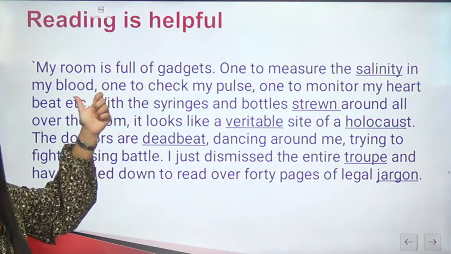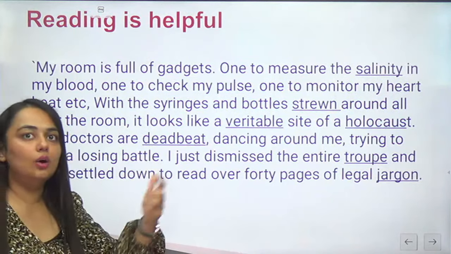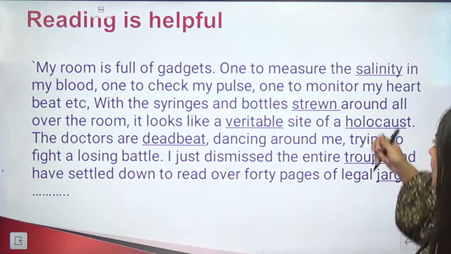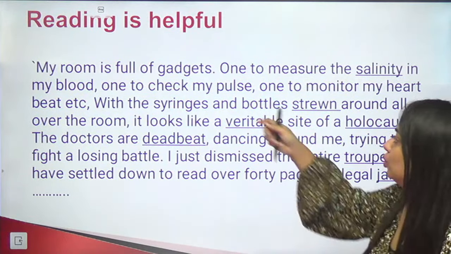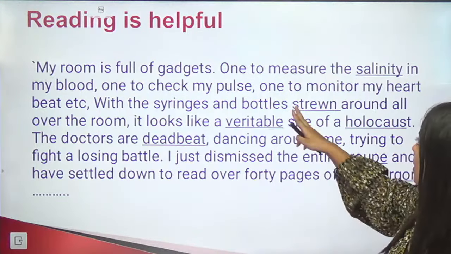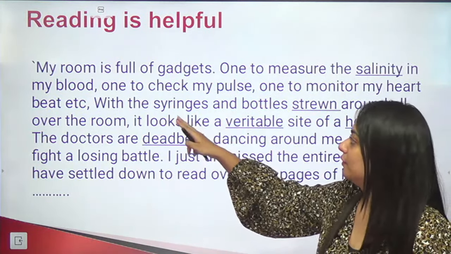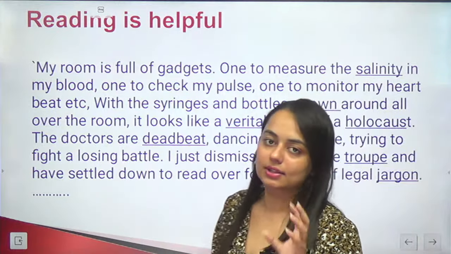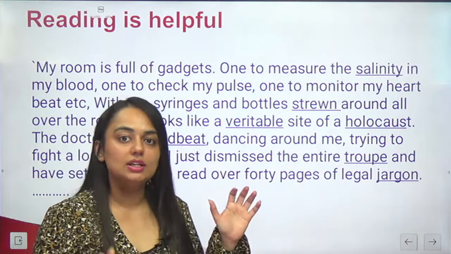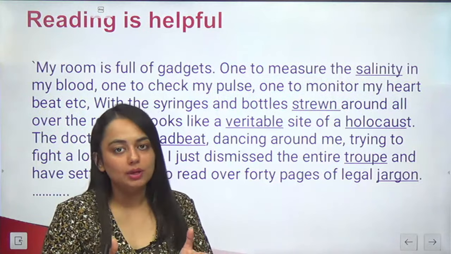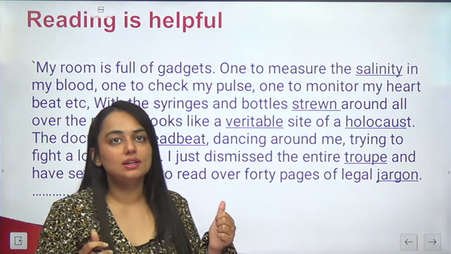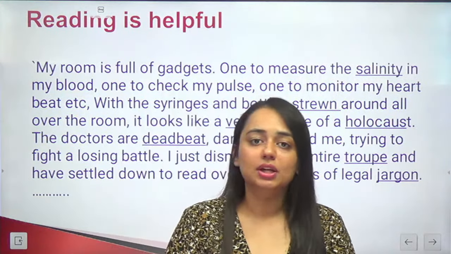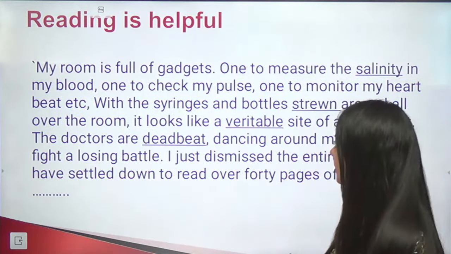"One to monitor my heart." So this particular person is agitated that he's surrounded by so many gadgets. What gadgets does he mention? One gadget measures his salinity, another measures his pulse, and one monitors his heartbeat, "with the syringes and bottles strewn around," right? So we can clearly and intellectually guess that this person is a patient. Either he is in a hospital, or even if he is in his room, he is surrounded by too many gadgets to measure his pulse, heartbeat and the salinity of his blood. Maybe because he is ill, he is not perfectly well, right?